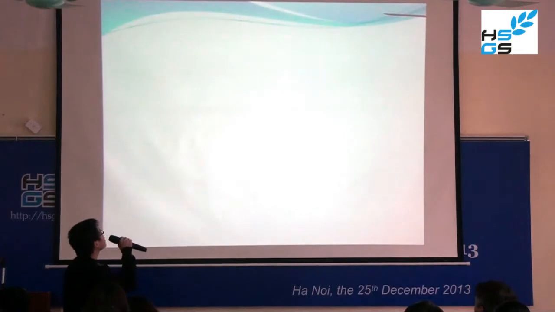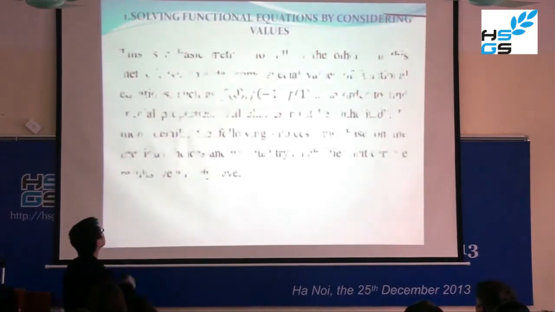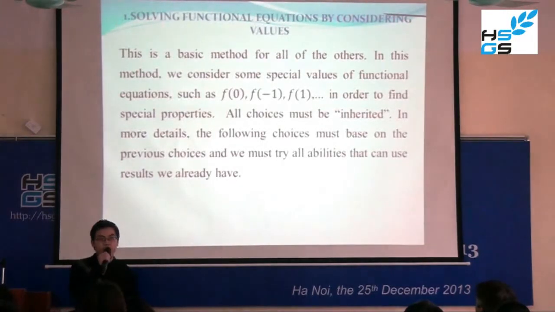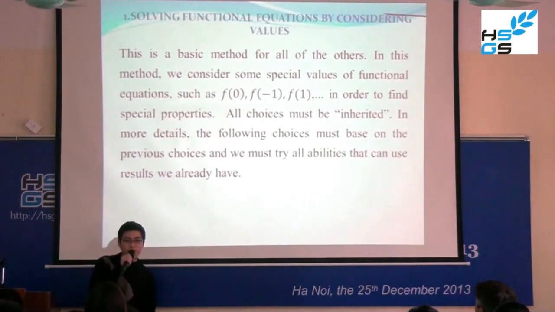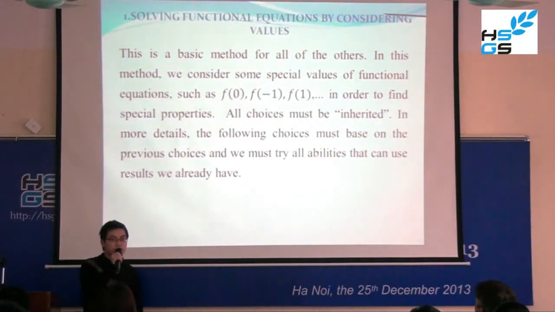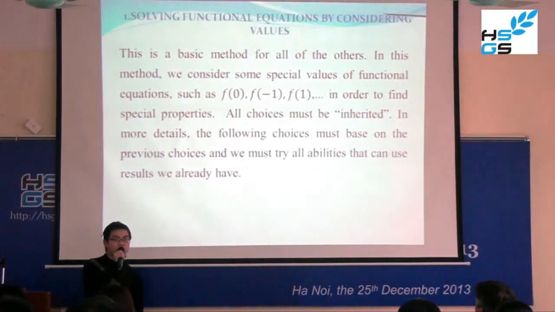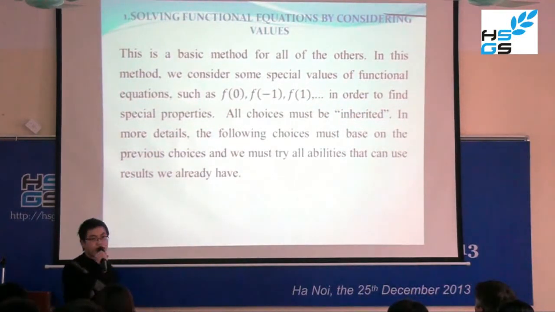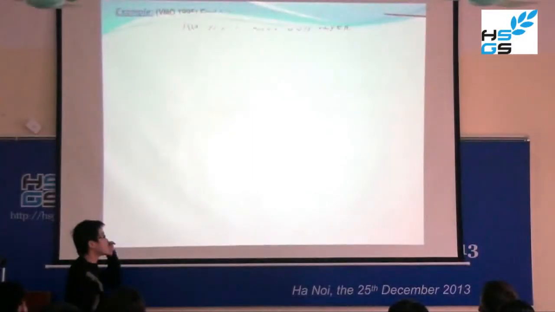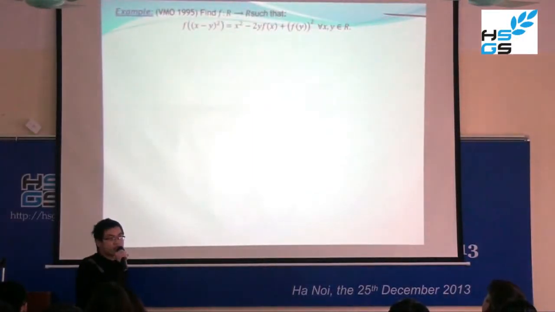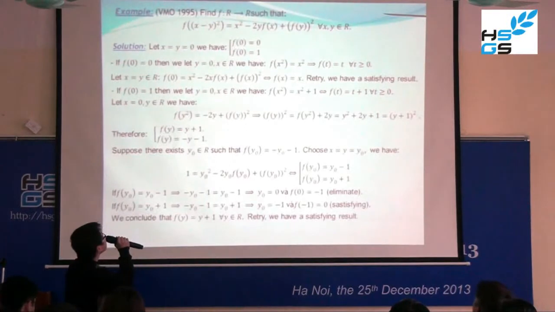The first one is considering values. This is the basic method. In this method, we consider some special values such as f(-1), f(0), and f(1) to find the special properties. And all the choices must be inherited. And here is the example. This is from VMO 1995.